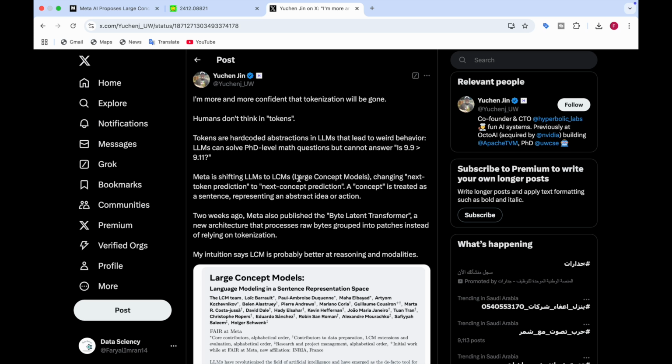And now Meta is shifting from LLMs to LCMs, the large concept models. It would change next token prediction to next concept prediction. Here the concept is treated as a sentence. Instead of words, they will understand the sentence representing the abstract idea or action. So his intuition says that LCM is probably better at reasoning and modalities.